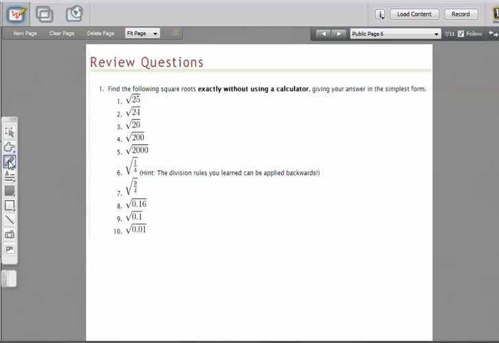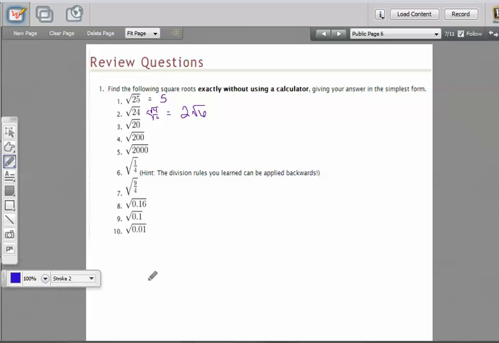So for 25, that is a perfect square itself because that's 5 times 5. So the square root of 25 is 5. The square root of 24, though, that can be broken down into 4 times 6. And we know that the square root of 4 is 2, and we cannot break down that square root of 6.